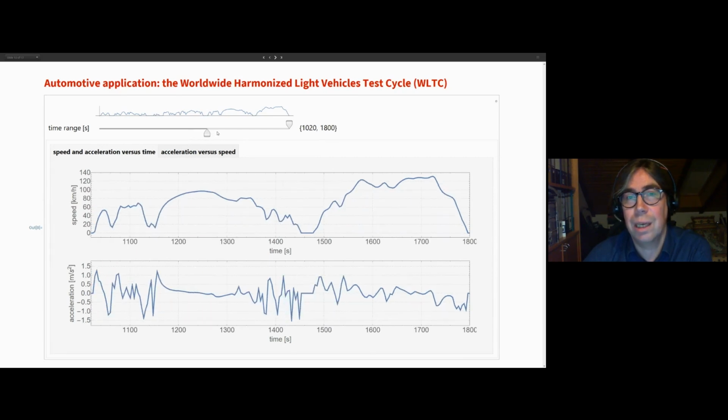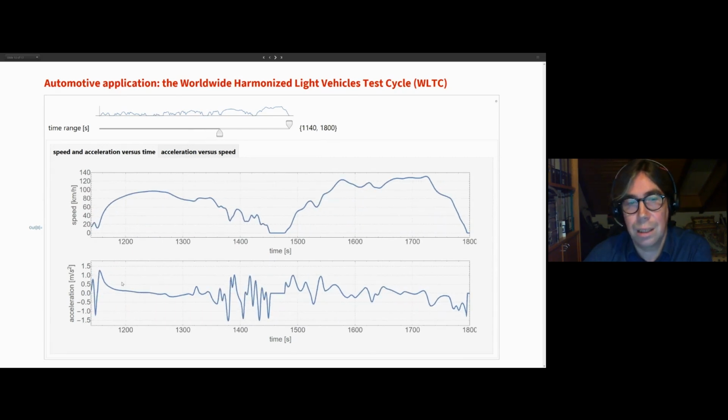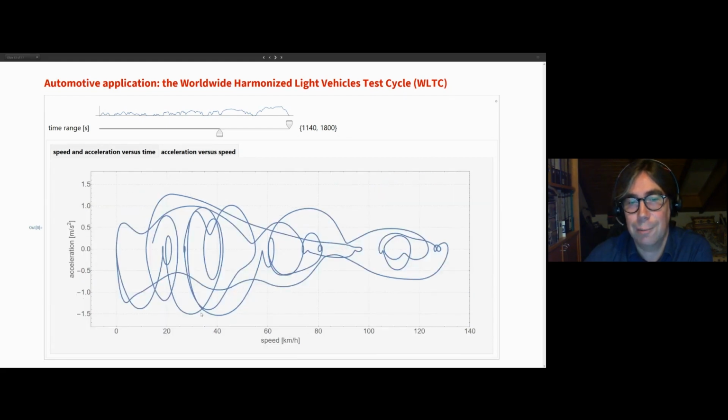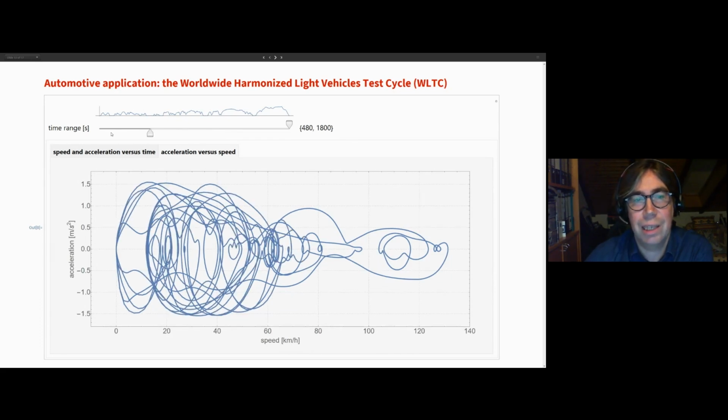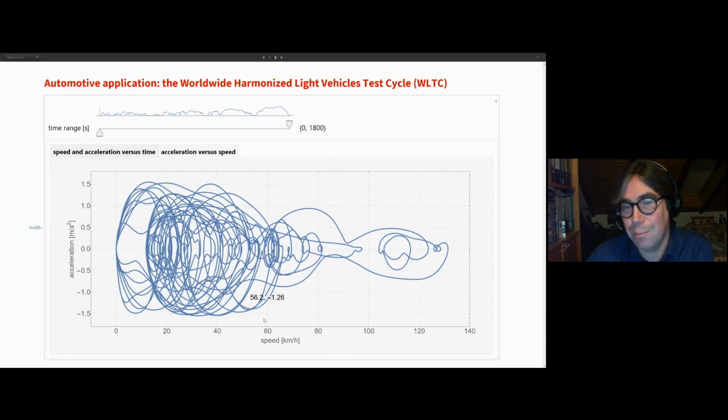You can zoom in and convince yourself of the shape of the decelerations and accelerations. I also like to see deceleration versus speed. So the decelerations are not very high, and they only happen at low speeds. Right. So that's one example.